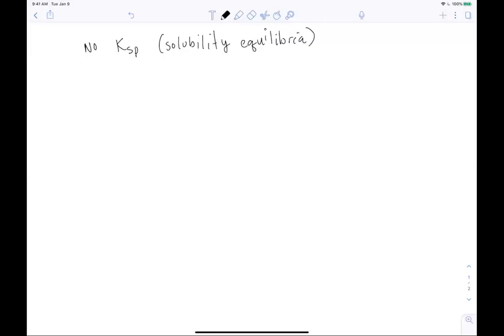So no Ksp, no solubility equilibria on the exam next week. The material will end more or less at the end of the acid-base chemistry topics. So you'll have a little bit of extra time since you won't be working on modules and stuff. Definitely use that time to study the acid-base chemistry.